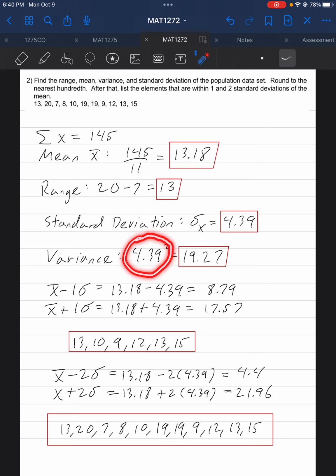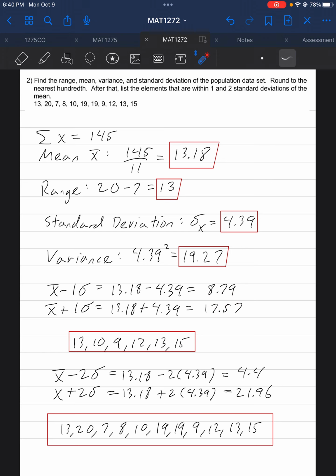In order to find the variance, we'll take this number 4.39 and raise it to the second power. Our answer is 19.27. So in addition, I asked you to list the elements that are within 1 and 2 standard deviations of the mean. Let's look at 1 standard deviation. If the mean is 13.18 and the standard deviation is 4.39, that means 13.18 minus 4.39 is 8.79.